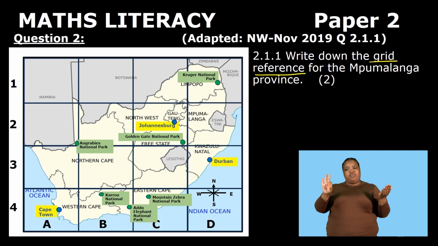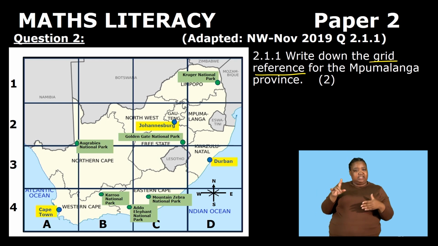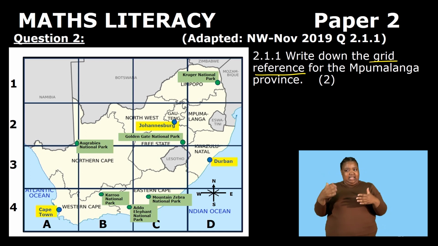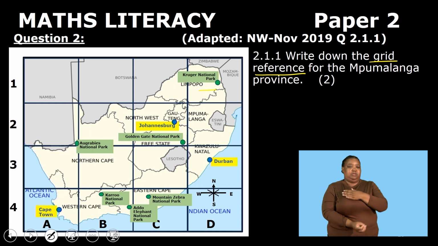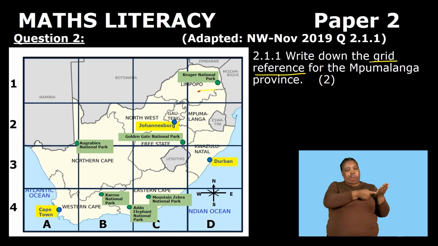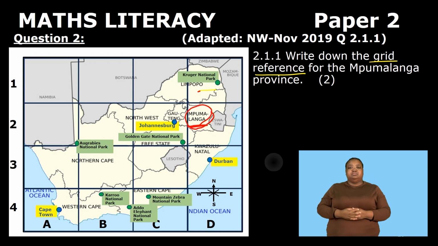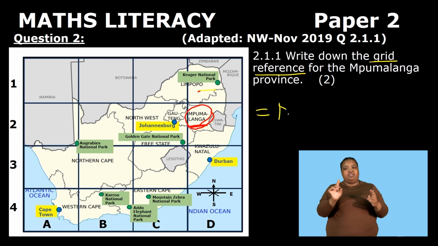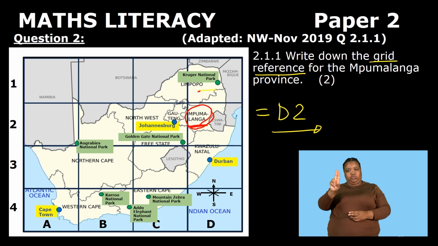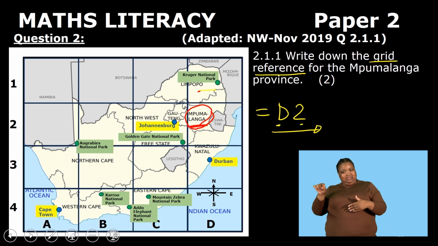So we go to our map. Remember the grid reference, you must give it, you start with the alphabet, then comes the number, not the other way around. So Mpumalanga is here. There we have Mpumalanga, yes, it's here. So our grid reference would be D2. This will be our grid reference. Always start with an alphabet, then comes a number or a value.